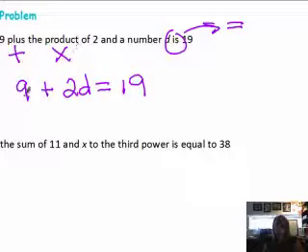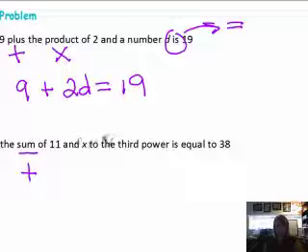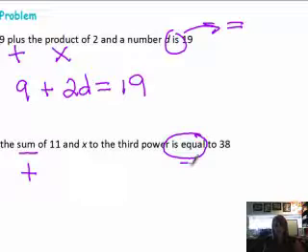The way to write that in mathematical form, as an algebraic expression or equation in this case, is 9 plus 2d is equal to 19. So the sum means addition, of 11 and x to the third power is equal to, right here they tell us exactly that we have to put that equal sign in there, is equal to 38.